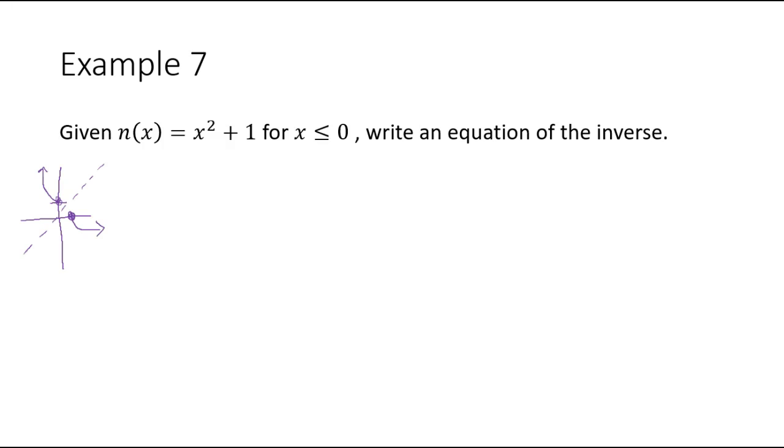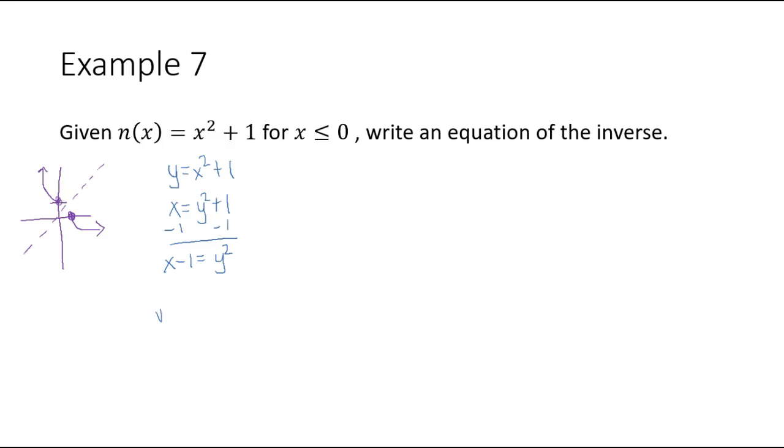All right, so keeping the same steps, we're going to take out the n of x and replace it with the y. So we've got y is equal to x squared plus 1. And we'll interchange the places of the x and the y. So this is going to give me x is equal to y squared plus 1. And now we're going to solve this problem for y. So let's subtract 1 from both sides. This is going to give me x minus 1 is equal to y squared.